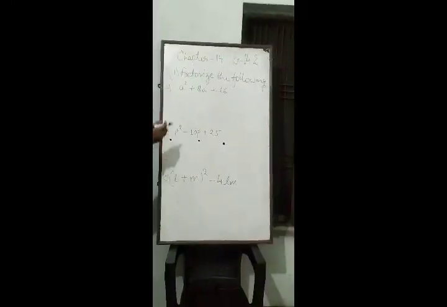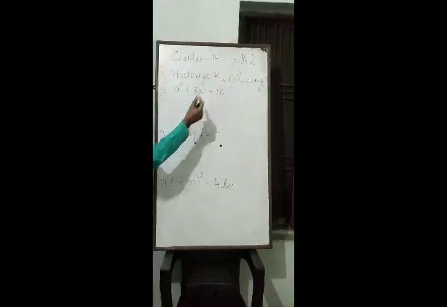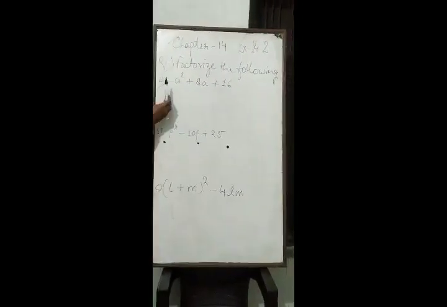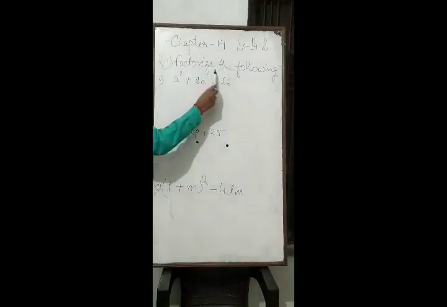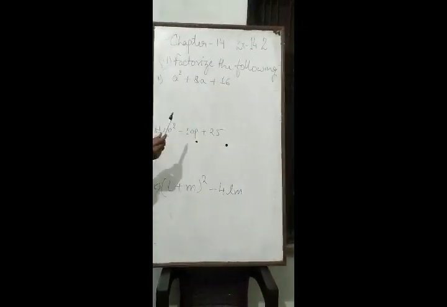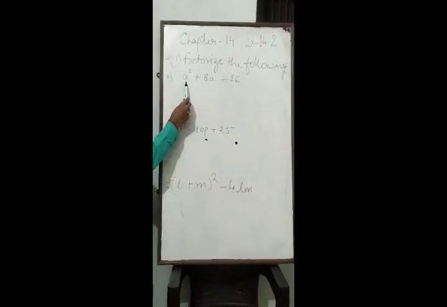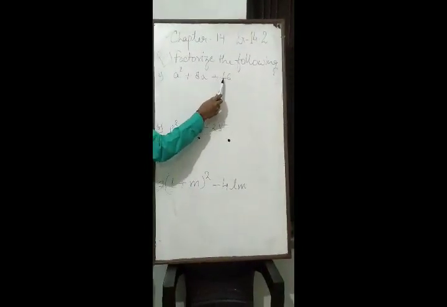Hello students. Today I will start chapter 14, exercise number 14.2. Let's see the question number 1. In this question you have to factorize the following. How? Let's see. In the A part, the question is a square plus 8a plus 16.